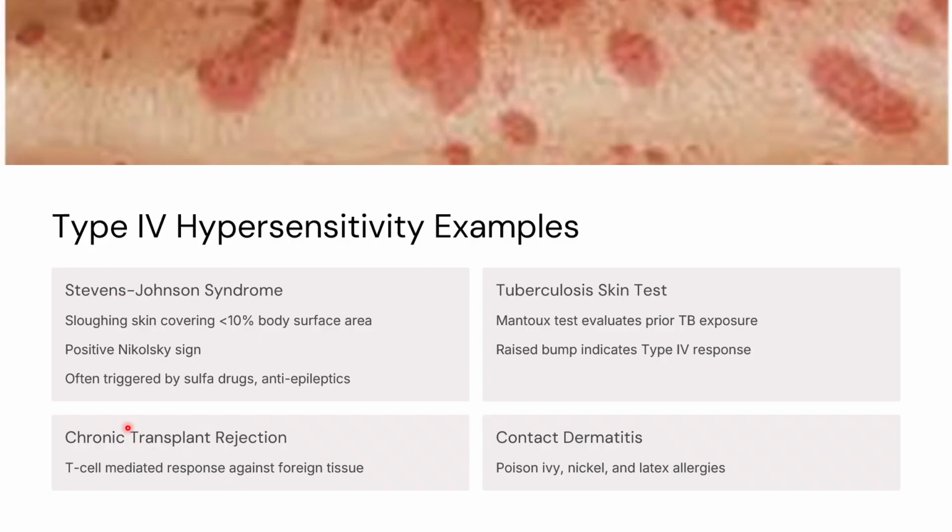Chronic transplant rejection, a T cell mediated response against the transplant, which is a foreign tissue, is also a type 4 hypersensitivity. Tuberculosis skin test, the Mantoux test, evaluates prior TB exposure. A raised bump will indicate type 4 hypersensitivity. And contact dermatitis, poison ivy, nickel, and latex allergies are also type 4 hypersensitivity.